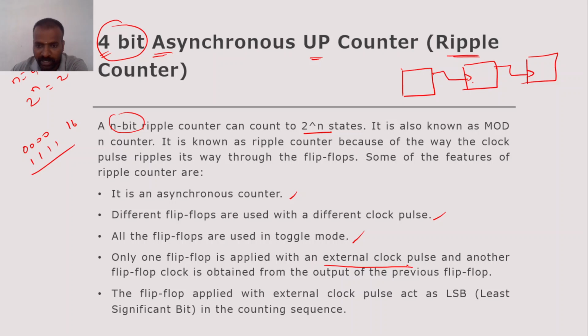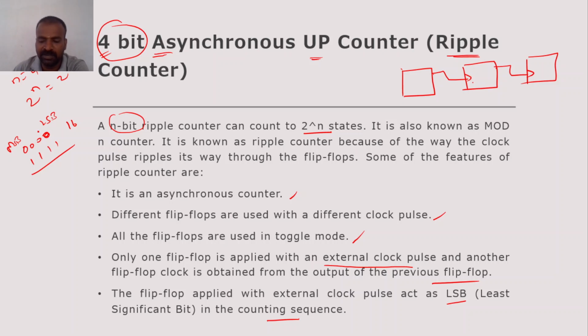This is very important. Another flip-flop clock is obtained from the output of the previous flip-flop. Yes, this is the basic requirement of the asynchronous counter, right? The flip-flop applied with the external clock pulse acts as the LSB in the counting sequence. Okay, so here, see, this is the LSB and this is the MSB. So the first flip-flop will be connected to this position.